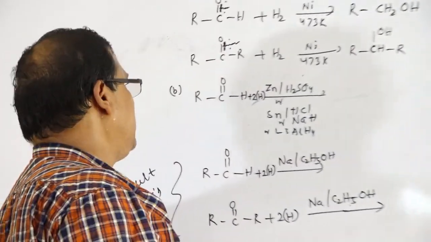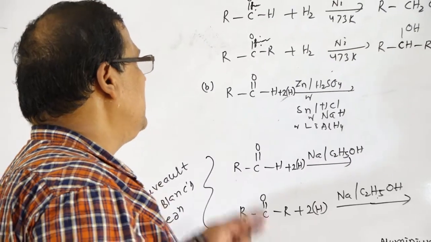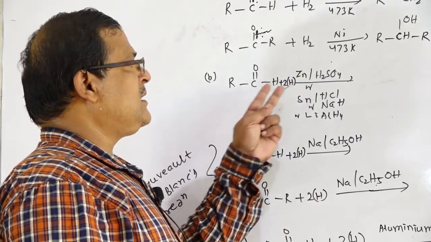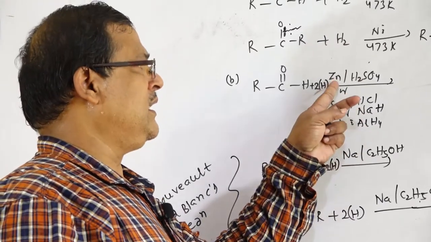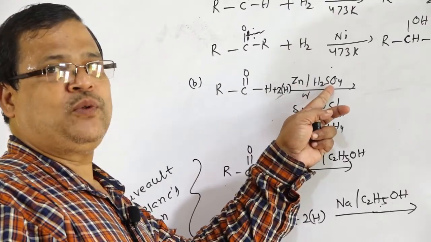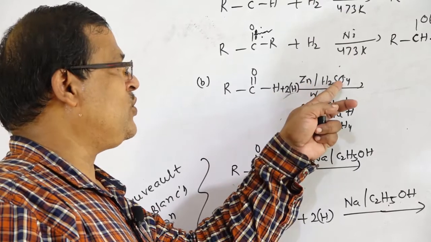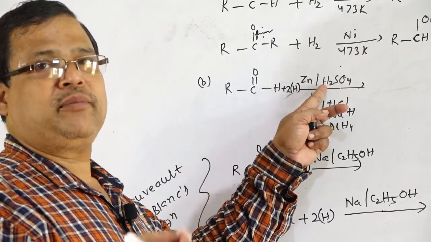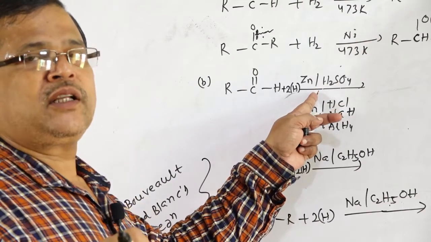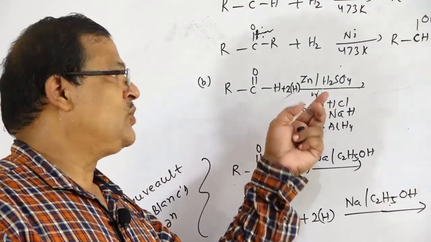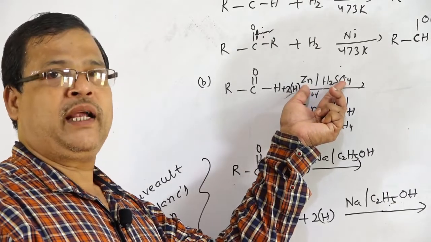Similarly, if we take other reducing agents, these are the chemical reducing agents. Zinc with H2SO4 has the ability to form ZnSO4 plus H. A reducing agent means one that has the ability to help in the process of reduction. Reduction means addition of hydrogen, so the reducing agent will provide hydrogen.